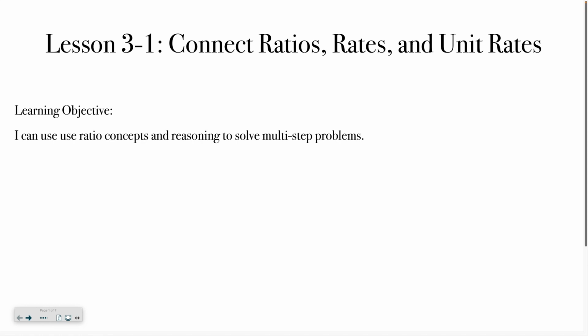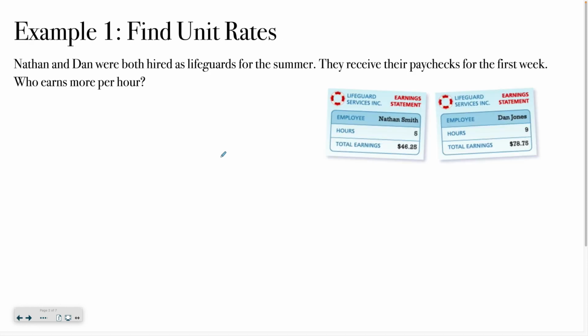Hello class, welcome to Pre-Algebra Lesson 3.1, which is all about connecting ratios, rates, and unit rates. By the end of this lesson, you should be able to use ratio concepts and reasoning to solve multi-step problems. Okay, sorry for that typo there. But today we're going to focus a lot on unit rates, okay? So let's look at our first example.